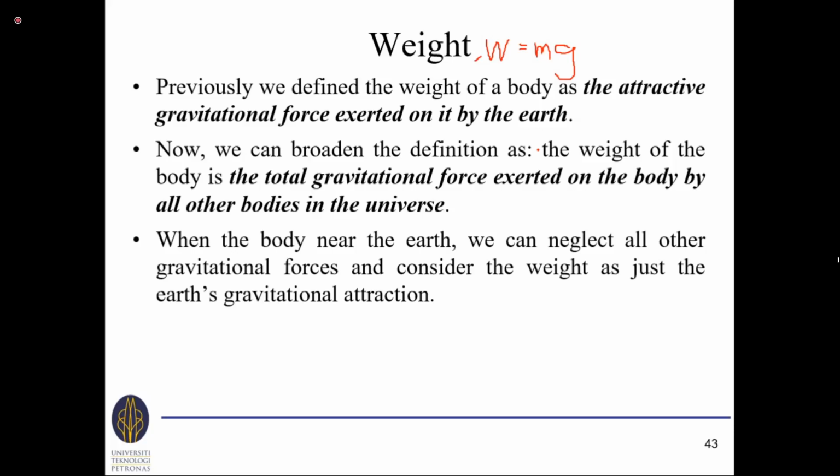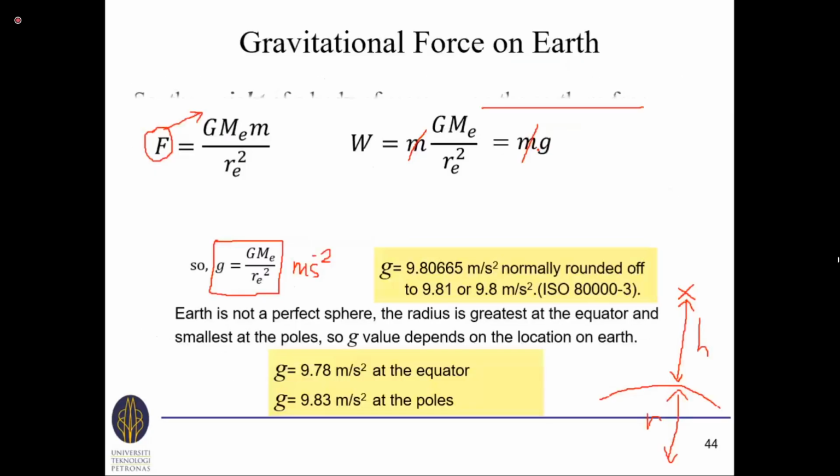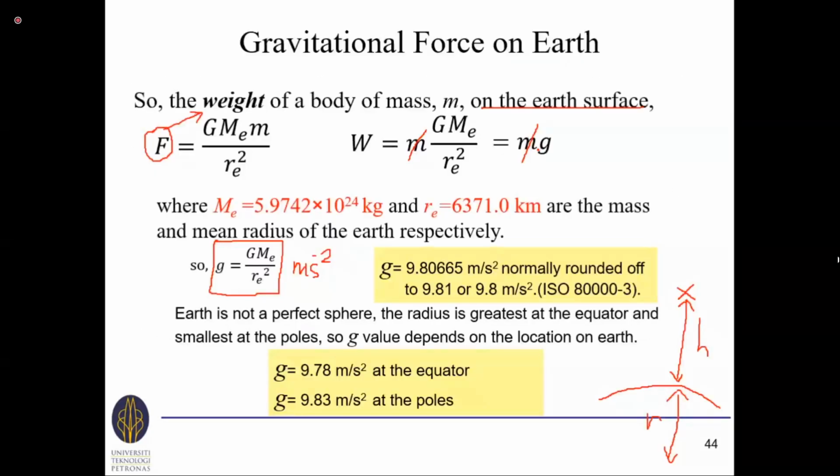When the body is at the surface of the moon, for example, we can neglect all other forces from other bodies, and the gravity is only from the moon itself. So it depends on the planet itself. For the gravitational force on earth, listen here very, very carefully. For the weight of a body of mass m, we are trying to find out the formula to find the gravity.